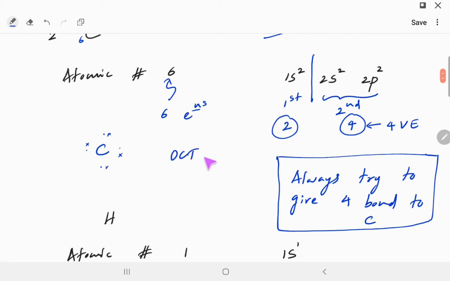In organic chemistry we are just glancing through these things that we learned before. So remember the octet rule, which means the atoms will try to have 8 valence electrons in the valence shell. So that is called the octet rule.